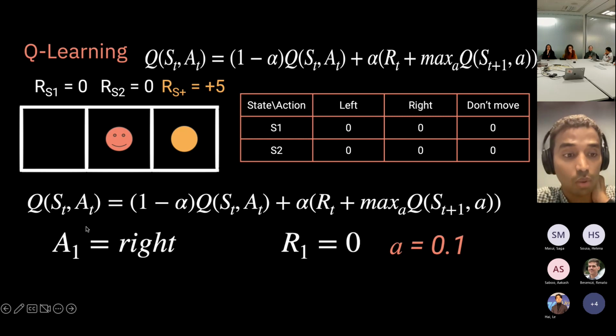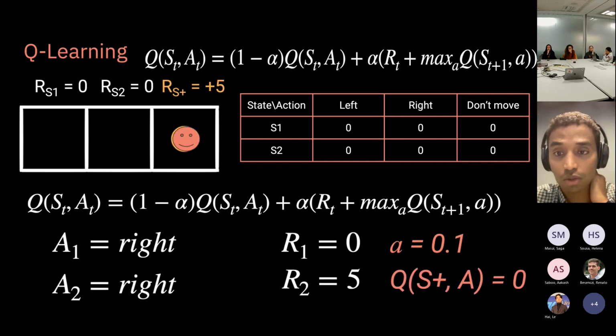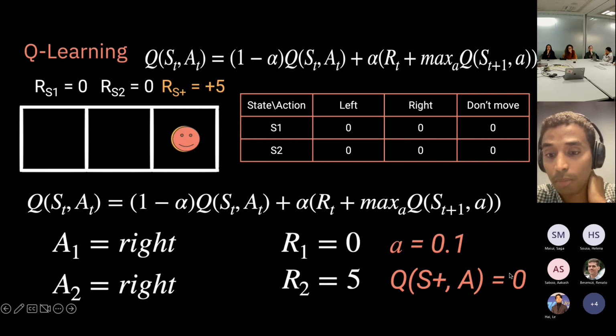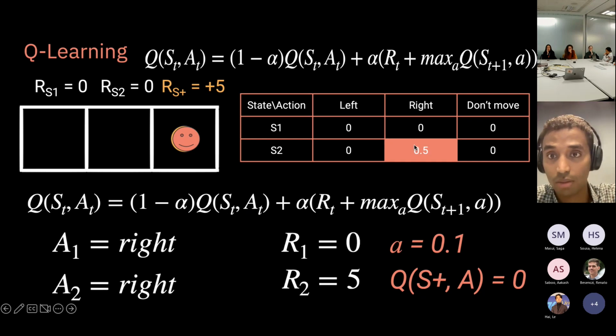So the agent went right, the reward is zero, and our alpha is 0.1, or gamma. So the Q value that we will be getting at this state is zero. Now at the next state, we go right again. The reward that we will be getting is five. If you plug that back here, this is zero because we are terminating, and this is five. So we are getting 0.5 here.